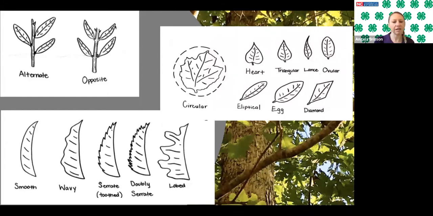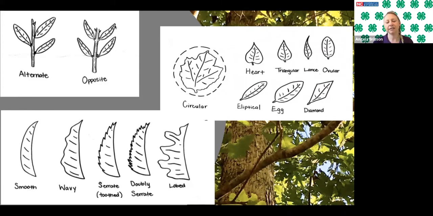So here are a few things that we're going to be looking at today. Down in the bottom left corner, there are a bunch of different types of leaf edges. They can be smooth, they can be wavy, they can have lobes, which is what you see on the far right. And then they can also be serrated, or have a really sharp edge along the outside of the leaf. That's going to be really important for some of the species we're going to look at today.